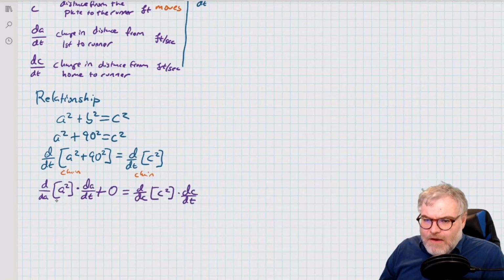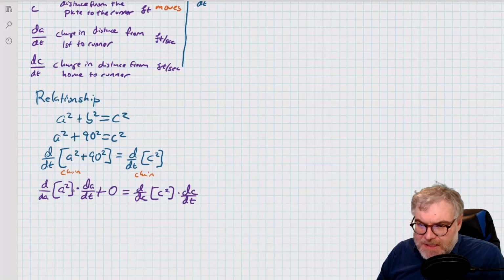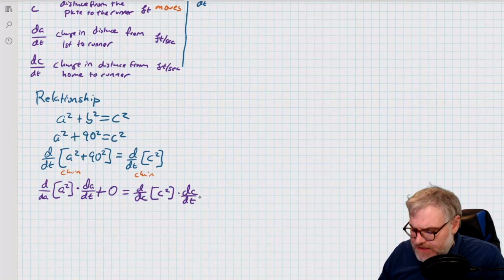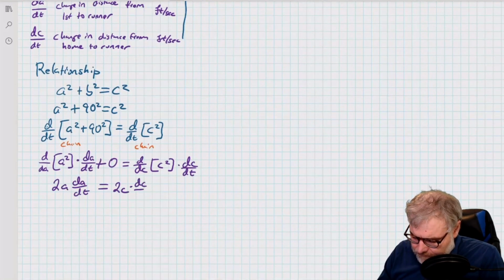Okay, so now I have the change in a squared with respect to a times the change in a with respect to t plus 0. I did the sum rule here, but I didn't write it out. And then I did the derivative with respect to c of c squared times dc over dt. Because the change in c squared caused by c times the change in c caused by t.